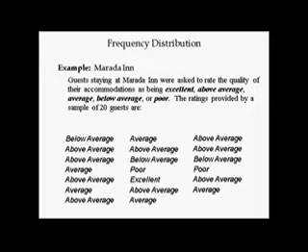The Murata-In example here shows the results of a sample of 20 guest responses to the hotel's customer survey. The survey asked customers to rate Murata's quality as being excellent, above average, average, below average, or poor.